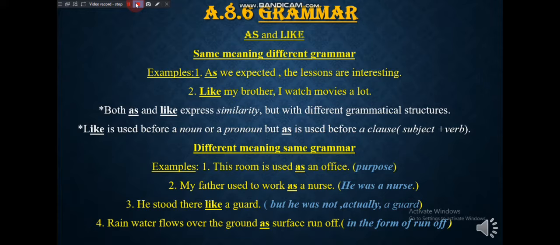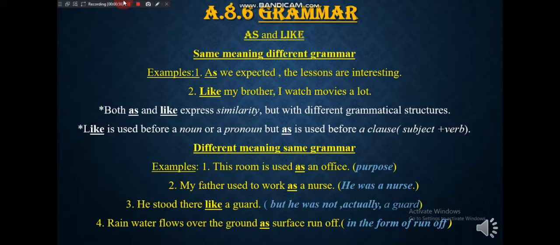Well, as and like can be used in different grammar with the same meaning, and in the same grammar with different meanings. First, let's see their same meaning when they're used in different grammar. Example number 1. As we expected, the lessons are interesting. Number 2. Like my brother, I watch movies a lot. In these two examples, you can see that both as and like express similarity, but with different grammatical structures.